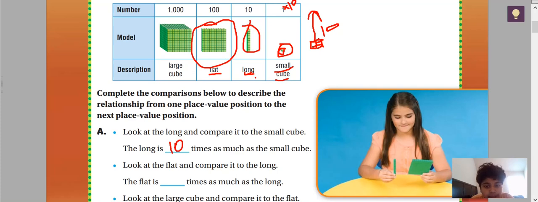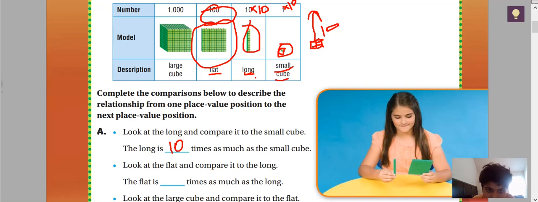Well, it would take 10 of these longs to make one flat. We can also do 10 times 10, which would make 100. Excuse the circles, please. I can't make proper circles with a mouse right here. Okay, so it would take 10 times as much. It would make 100. So it would take 10 of these longs to make one flat.